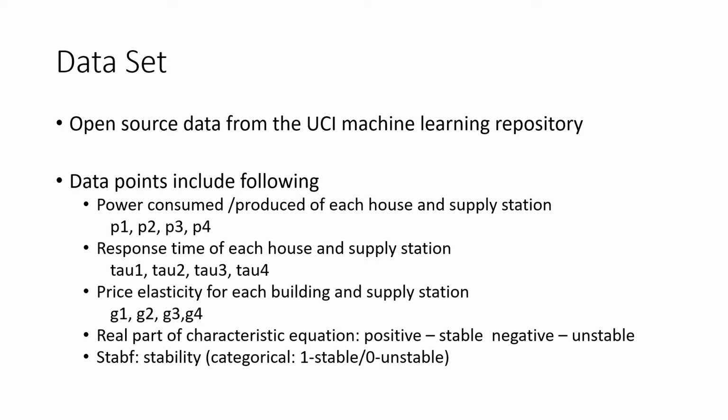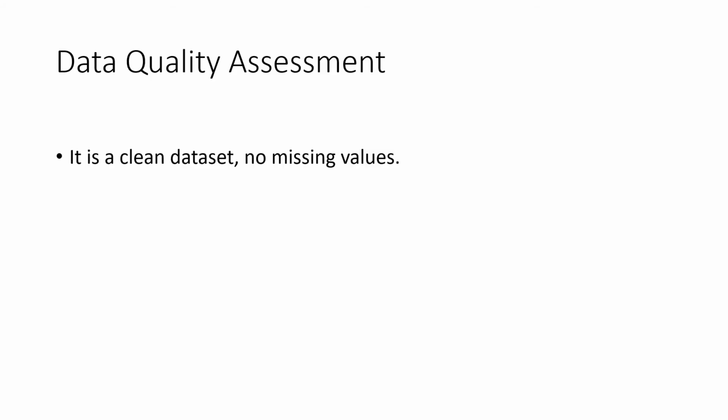There was also another column for stability, which was taken from a characteristic equation, and the positive and the real root was used for this. If it was positive, then the electricity generation was considered to be stable, and if it was unstable, the value would be negative. And then finally, there was a categorical column showing whether if it was stable, it would have a value of 1, and if it was unstable, it would have a value of 0.